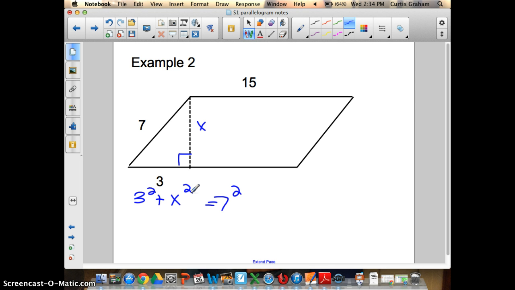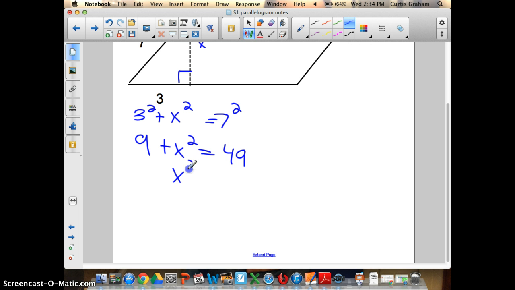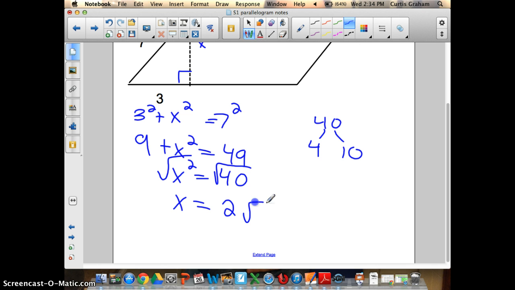So this will help me solve for what my height is. So I'll work this out. 9 plus x squared is equal to 49. x squared is equal to 40. Take the square root of both sides. x is equal to the square root of 40, which comes out to be 4 times 10. 10 doesn't break down anymore, so this is going to come out to be 2 square root of 10. So x is equal to 2 square root of 10.